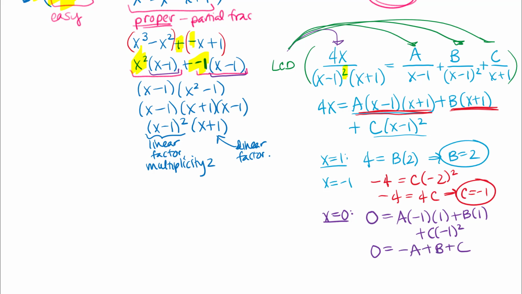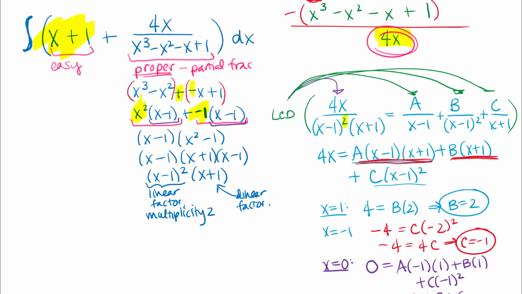I have my b and my c, so I can put those in now and figure out my a. Alright, so I get 0 equals negative a plus 1, so I get a equals 1. Okay, so I've got my a, b, c values, and it looks like we are ready to go ahead and do what we were doing here with our partial fractions.